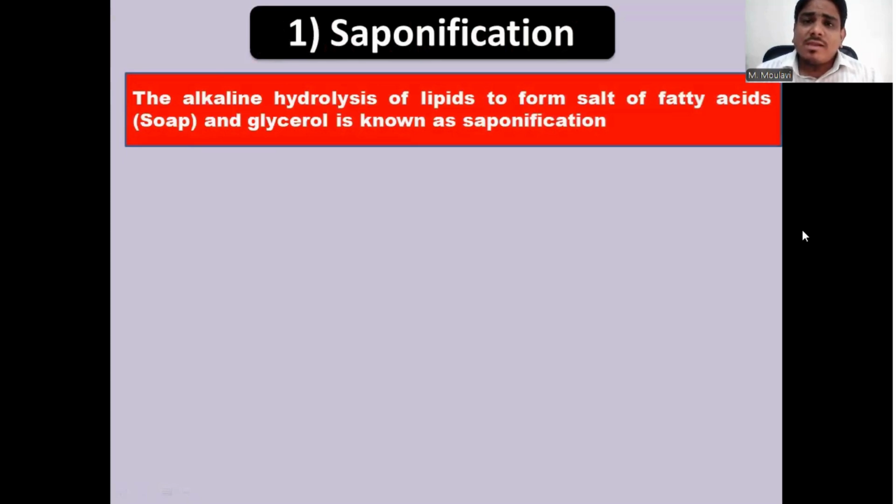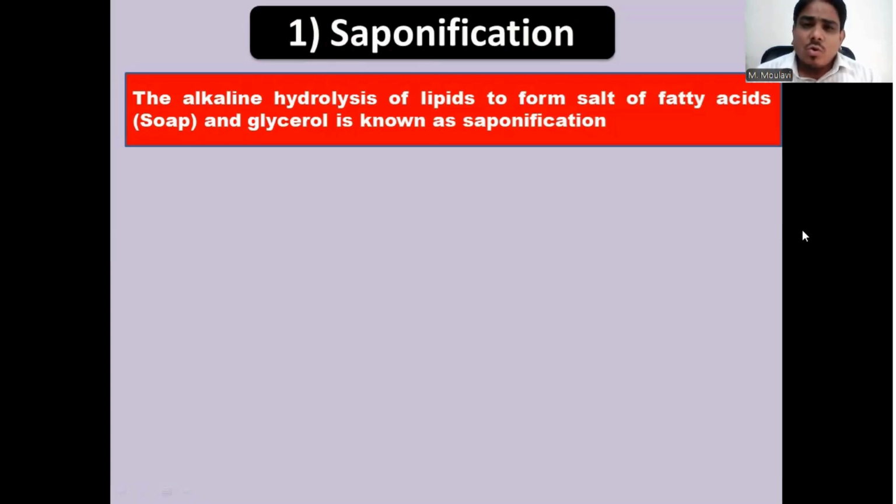First is the saponification reaction of the lipid. The saponification reaction of the lipid refers to the formation of soap from the fats and oils using the alkalis. So, the alkaline hydrolysis of fats and oils produces the soap, that is salt of fatty acid, and the glycerol, and this chemical reaction is known as the saponification.